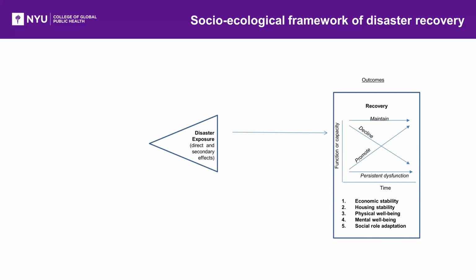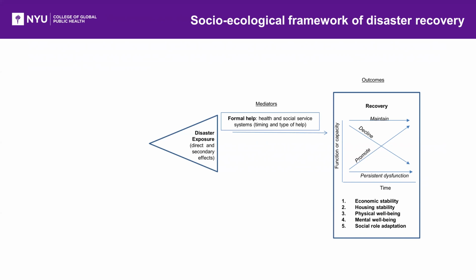For the moment, you're looking at the recovery as a multi-dimensional model with 5 dimensions to it: economic and housing stability, physical and mental well-being, and social role adaptation. But it would be equally true that there's going to be a relationship hypothesized between the dose and any of those aspects of recovery. And by the way, when we talk about social role adaptation, we're thinking about how people's identity shifts after an event, as they become survivors, victims, however they constitute their identity.